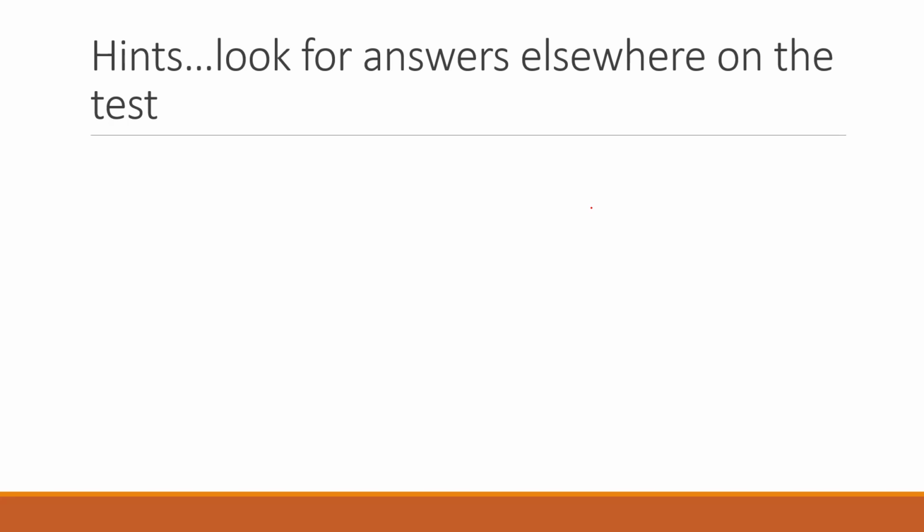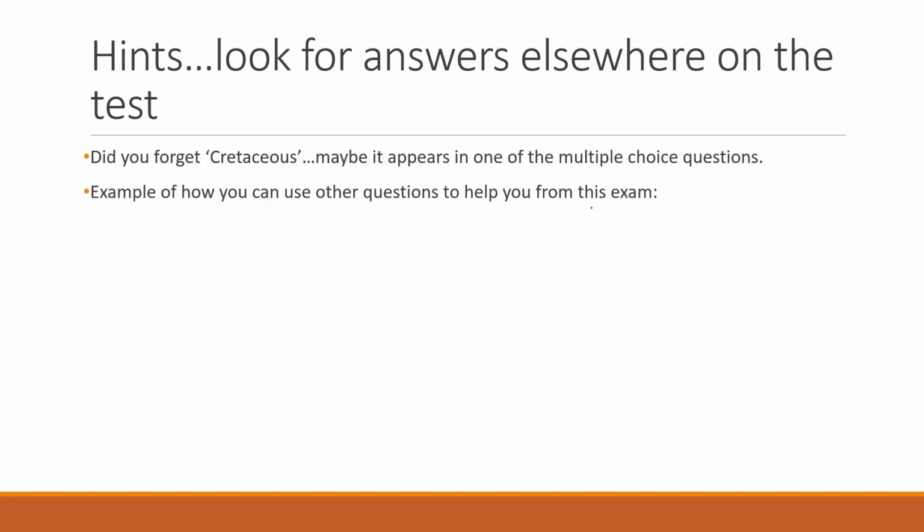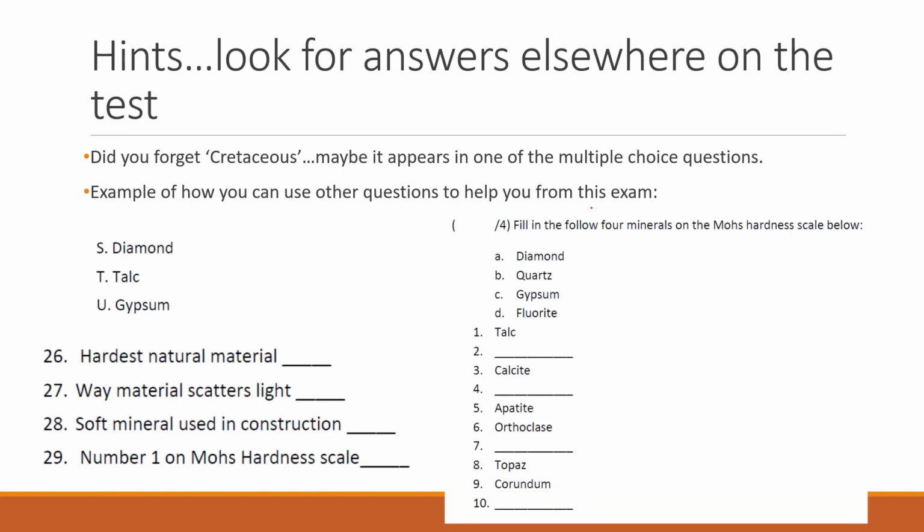Now this is from, I made this up before we started splitting the test into two. So now that we split the test into two, this isn't quite as applicable, but you still might be able to do this. So if you forgot Cretaceous, maybe it's in one of the multiple choice questions. Again, now that we're splitting this up, you can't really do this. Here's an example of how you could use it from this particular exam. This was from the second exam, the fill in the blank with the Mohs hardness scale. There were several of them matching that were based on the Mohs hardness scale.